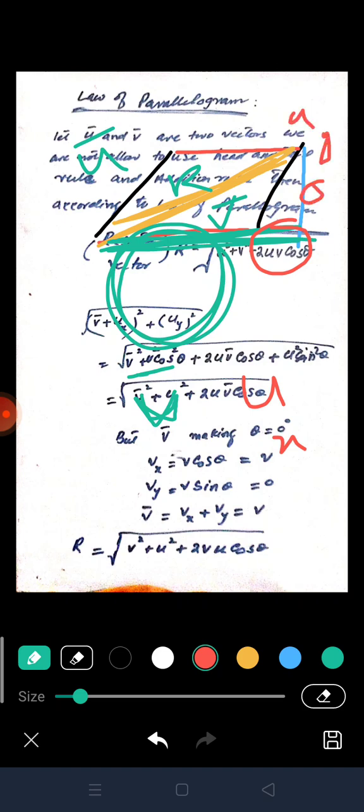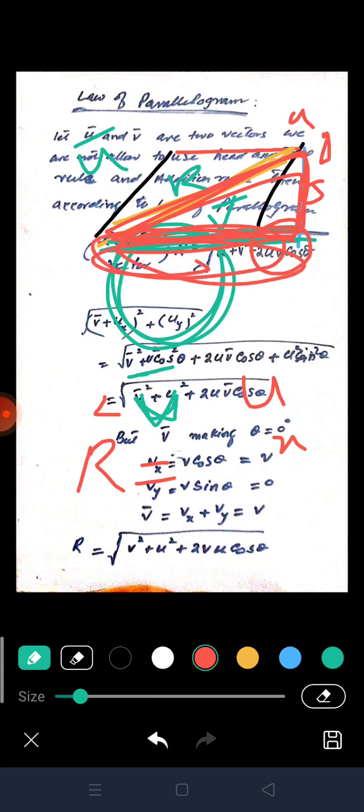Now, what is our u vector? This is our u vector and this one is our v vector. Okay, now according to the law of parallelogram we draw parallel vectors to these vectors. Now this should be our resultant.